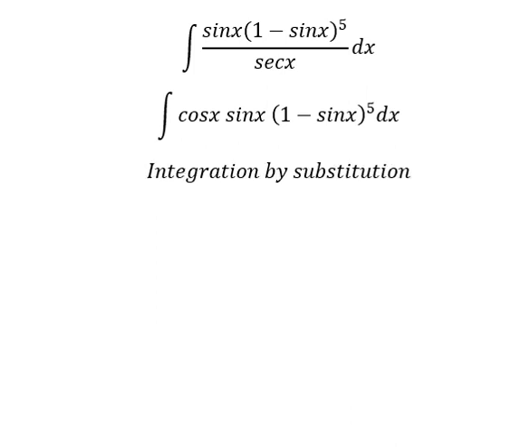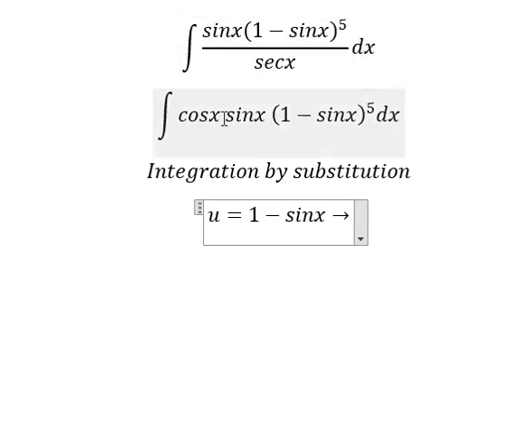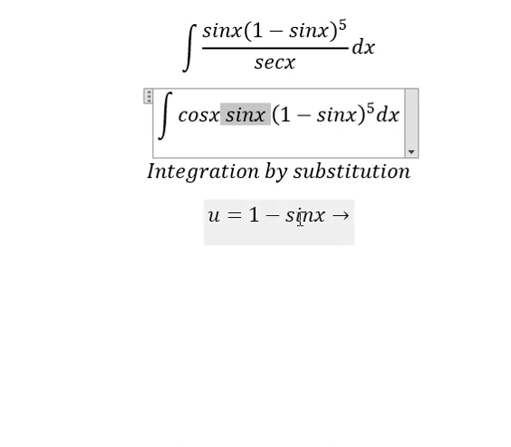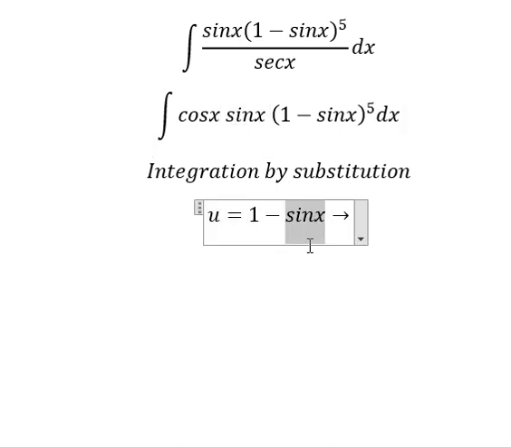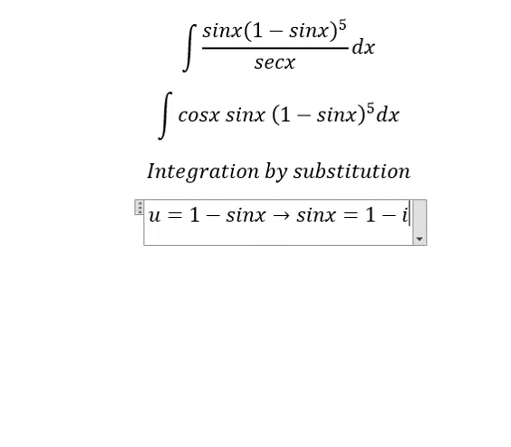So I will put u equal to 1 minus sine x because we have sine x. So I will put this one go to the left, u go to the right. So we have like this.